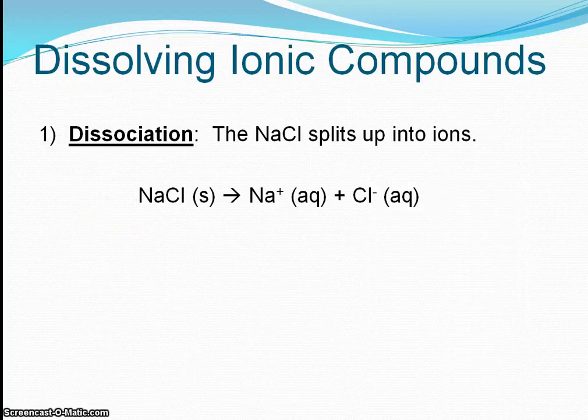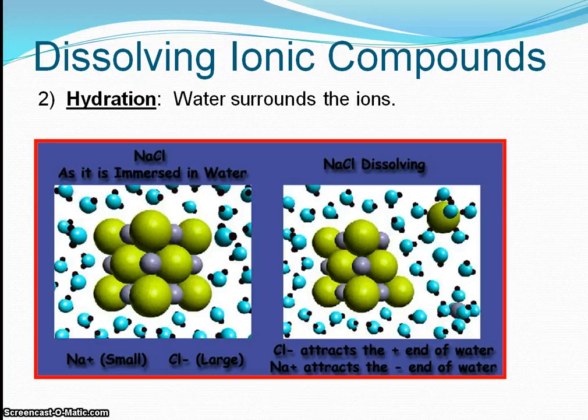And there's a couple of different steps for what happens when something dissolves. The first step is dissociation. To dissociate means to break apart. So if you were going to make salt water and you put the NaCl into the water, the first thing it's going to do is break apart into ions. So you have Na plus and Cl minus. Then the water is going to surround the ions, and that's called hydration.